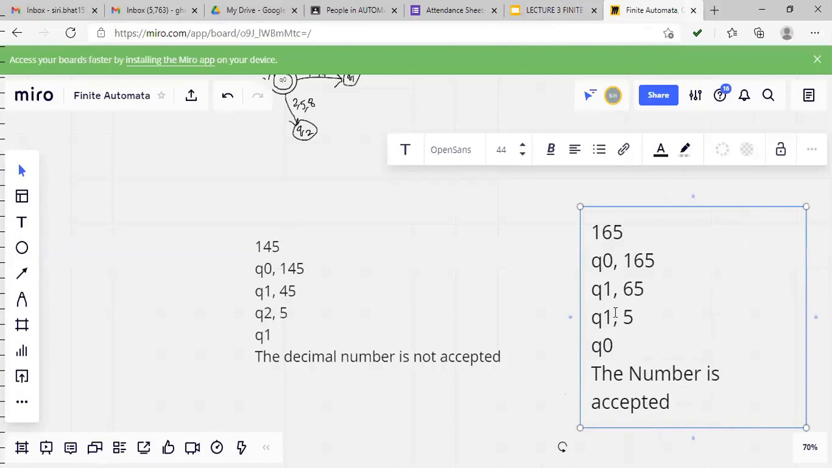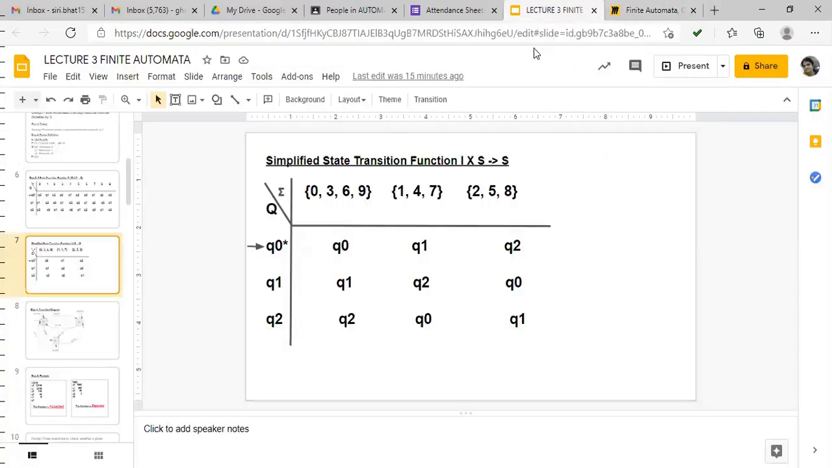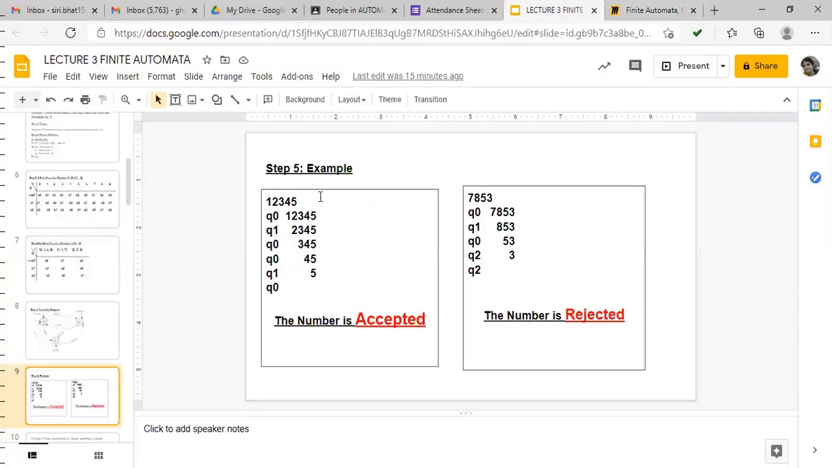Is this clear? This is how to verify it using an example, and you have to write this as your last step, that is step 5. You have to show this. Take any number and show a number which is accepted. Take any number and show a number which is rejected or not accepted. Okay, this is how you have to write your example or solve any given problem.